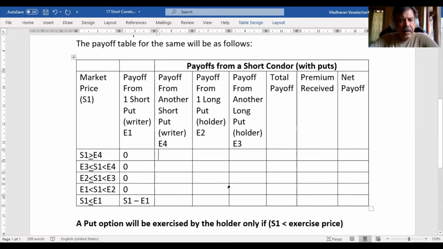Here, market price is larger than E4, so he won't exercise. He's the holder, I'm the writer. So here, market price is lesser than his exercise price. He will exercise, his profit will be E4 minus S1, which means mine will be S1 minus E4. Market price is lesser than E3, which means it will be lesser than E4 also. He will exercise, his profit will be E4 minus S1. Mine will be S1 minus E4.